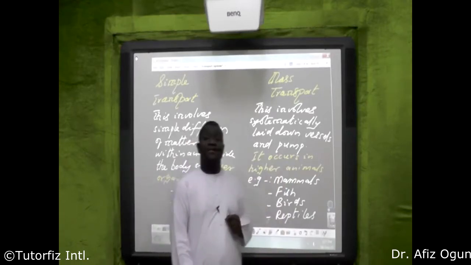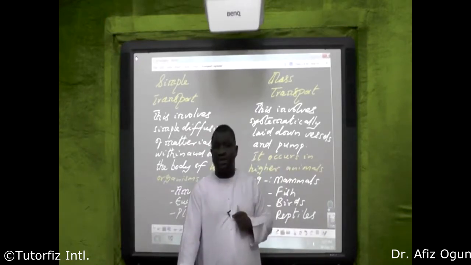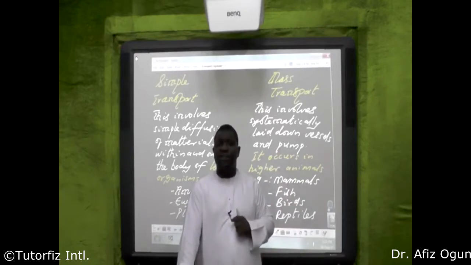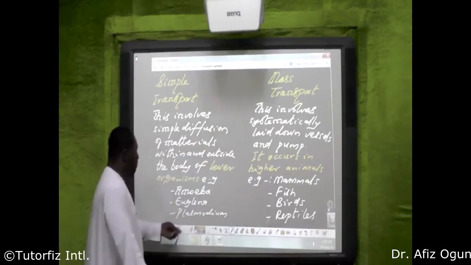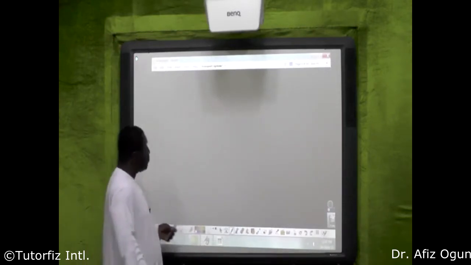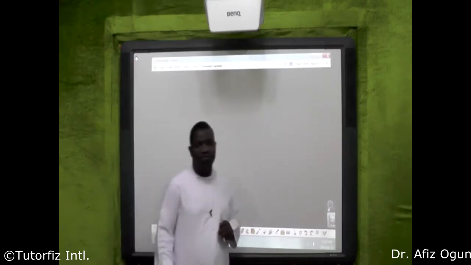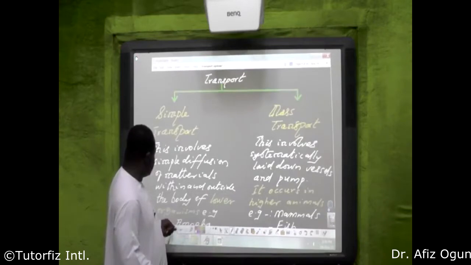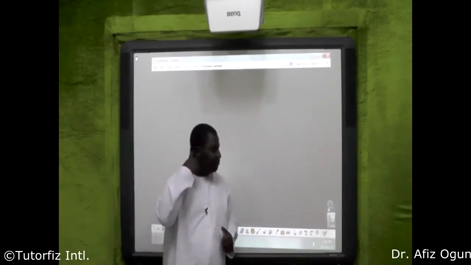Now, we are concentrating on this. Let's now look at the features of this mass transport system, the properties of this mass transport system. Now, before I look at the features, let me talk briefly about the simple transport system before I talk about the features of the mass transport system.